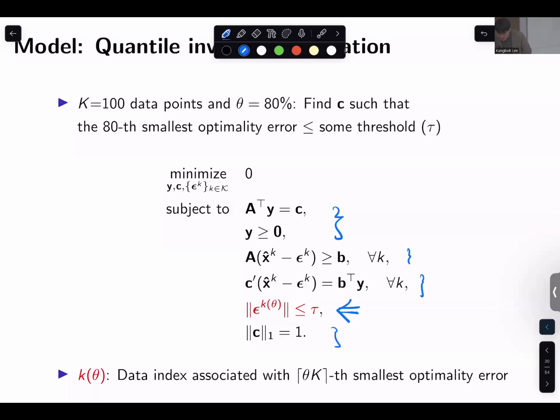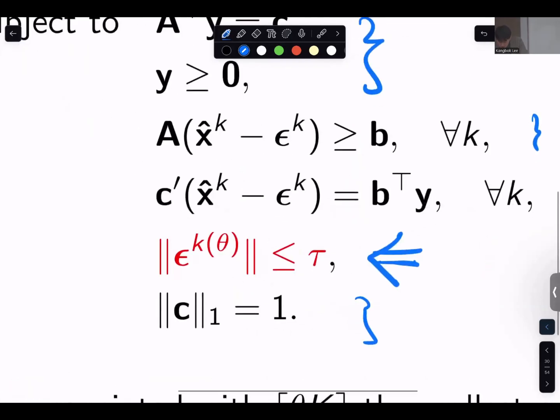All we are adding here is that red constraint that ensures that it is always that specific data point that corresponds to the 80th, right, best optimal error achieved by the C vector that is bounded above by a certain threshold. Okay? You just find me a C vector so that if you use that C vector, 80% of the data points, their optimality errors is going to be no greater than some threshold tau. And 20% of data points, they might actually have worse optimality errors, but I don't care. That's it.